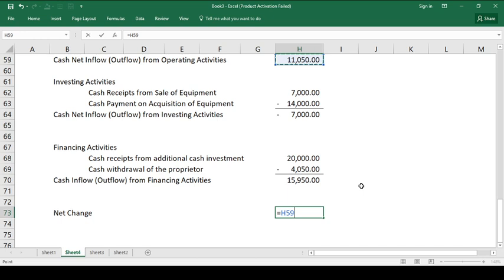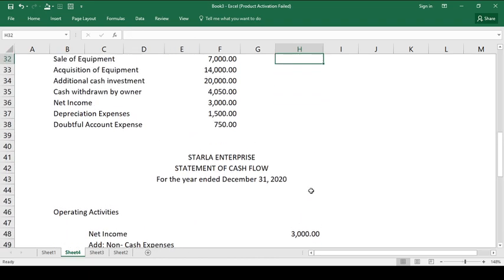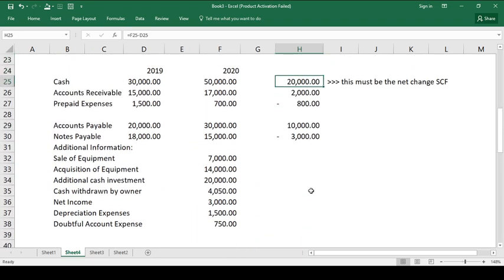Add all cash net inflow and outflow. That is, cash net inflow from operating activities plus cash net outflow from investing activities plus the net cash inflow from the financing activities, and the net change is 20,000, which is equivalent sa na-compute po nating 20,000 na net change by comparing the beginning and the ending balance.